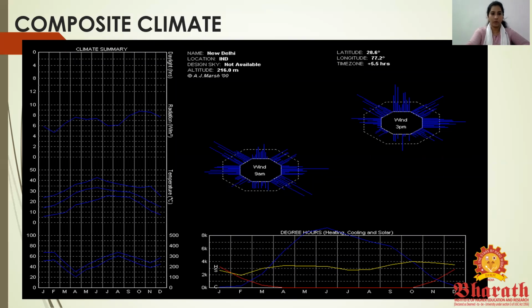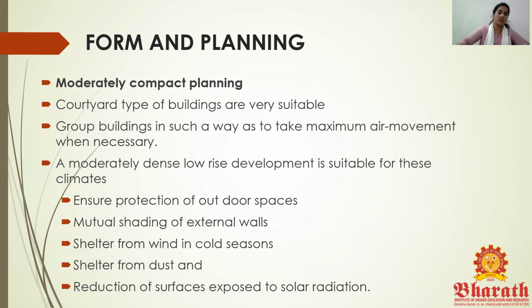We had looked at how we took this into consideration for Chennai. Now let us look at a composite climate, where two factors come about. For example, in New Delhi, in form and planning, you have moderately compact planning. Courtyard type buildings are very suitable in these conditions. Group the buildings in such a way as to take maximum air movement when necessary. A moderately dense, low-rise development is suitable for these climates.